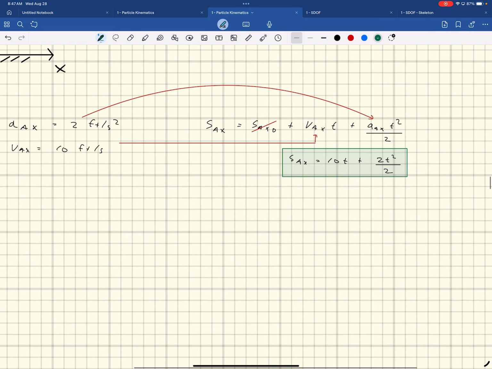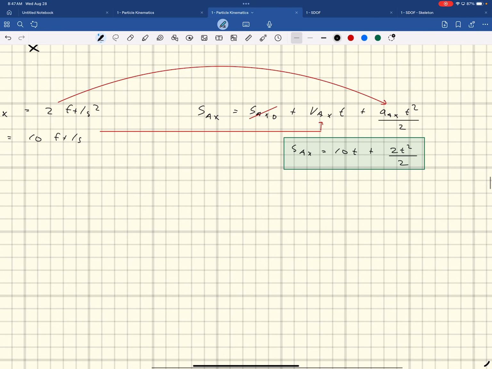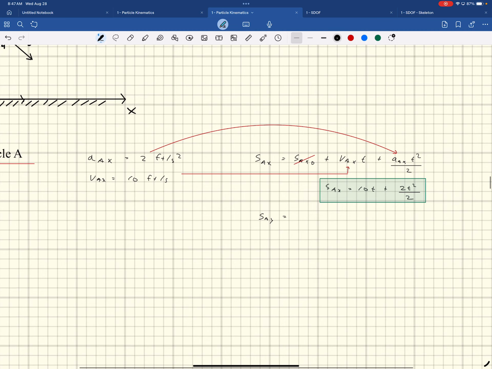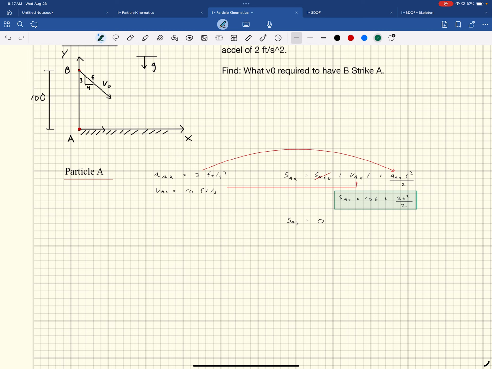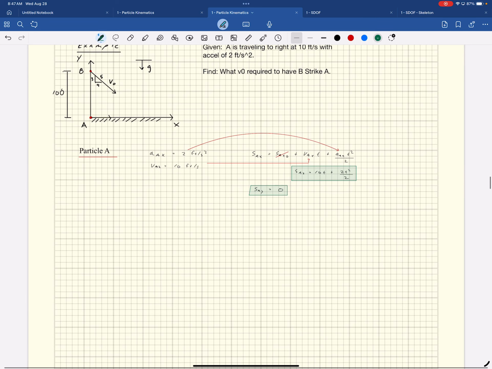I'm going to do the same thing in the Y direction. SAY. What is the position of A in the Y direction? 0, right? It's just traveling right across the bottom. It doesn't have any movement in the Y direction. So there's my next equation: SAY is 0. We might be able to get through this. Okay, so we'll do particle B.